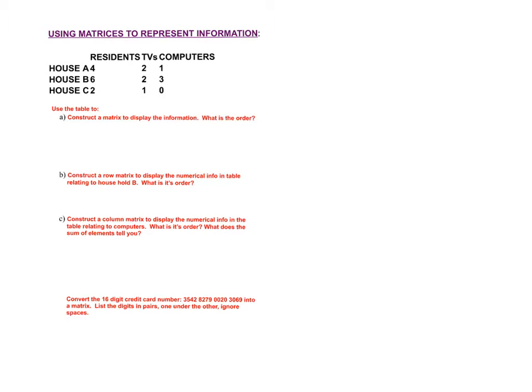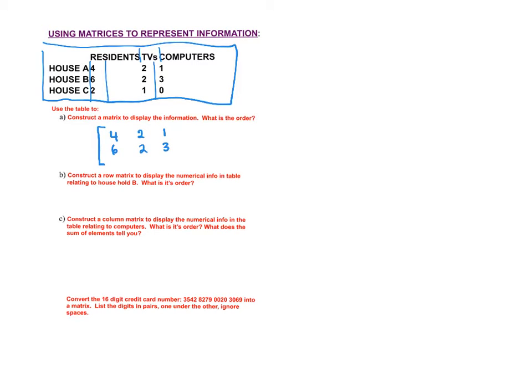This was probably a table. Sometimes when it gets put on the iPad, it gets a bit broken up. But we probably had a table of values here. There you go. It was residents, TVs, and computers. It says construct a matrix to display the information. All you need to do is get the square brackets and write the information out like this. I'm just separating those numbers and they become all the elements.